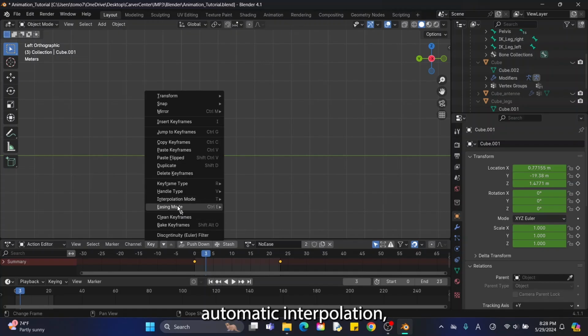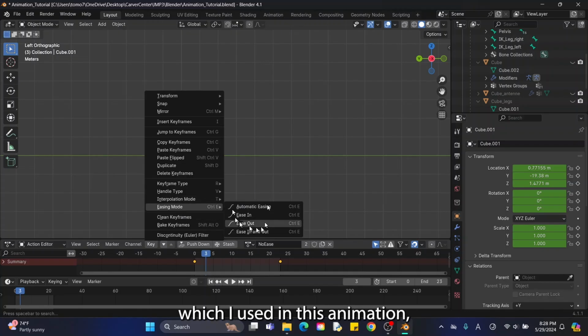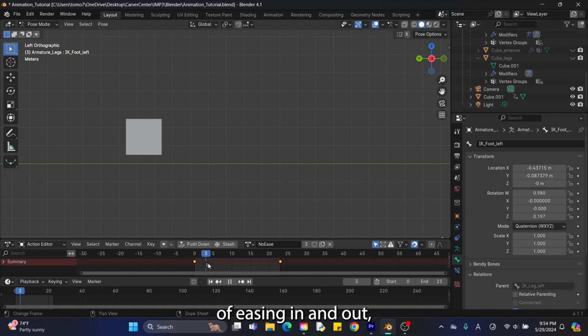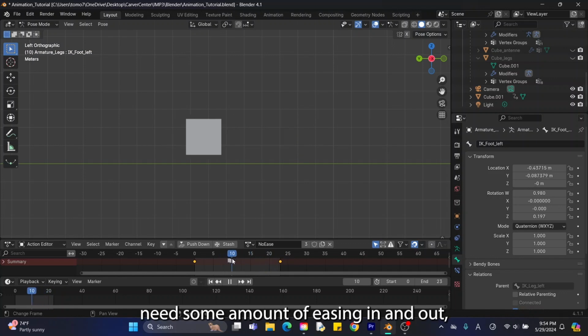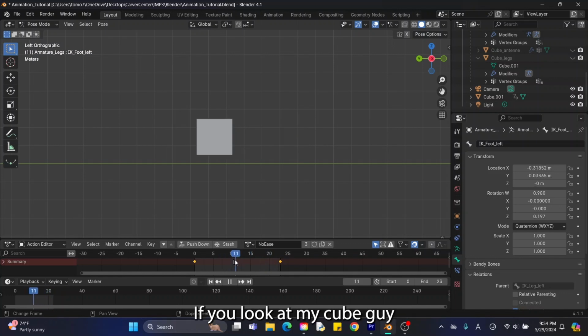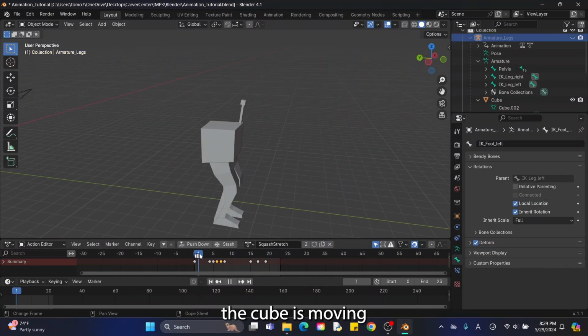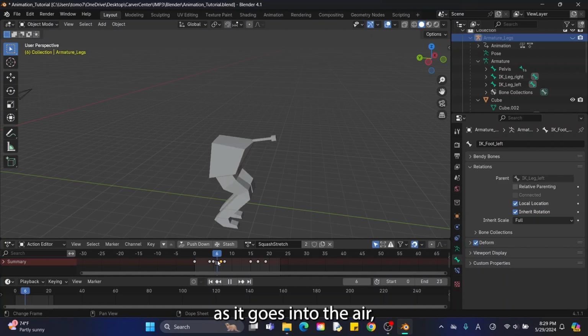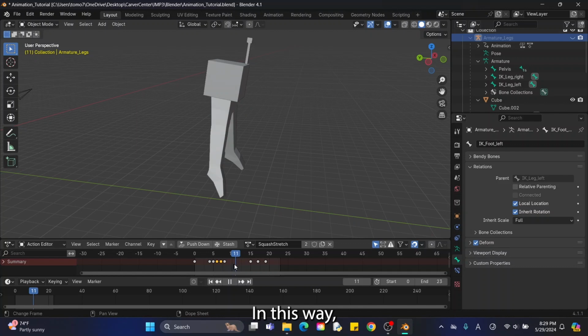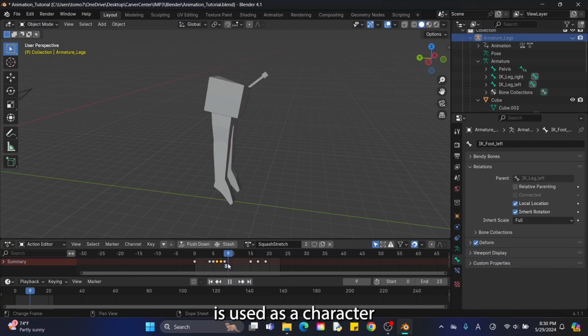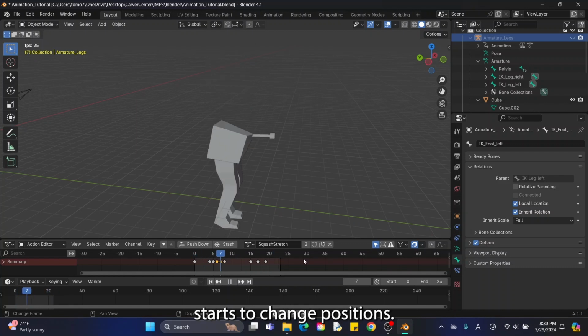Keep in mind Blender's automatic interpolation, which I used in this animation, does add a slight amount of easing in and out, but much of the movement in the middle is evenly spaced out, so it still isn't very natural. Most movements need some amount of easing in and out, especially jumps. If you look at my cube guy jumping again, the cube is moving less at the start of the jump as it goes into the air, and the top of the jump as the cube starts to go back down due to gravity. In this way, easing in and out is used as a character starts to change positions.